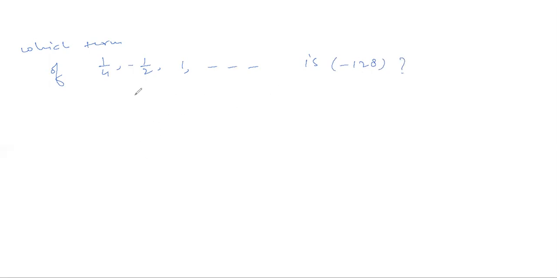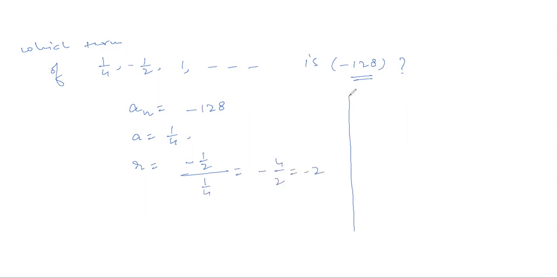So let's find out. These kinds of questions we should do in AP also, so in the same way we'll do here also. Whichever term we have to find, that will be taken as the nth term. That means the value of A n will be minus 1 upon 128. The value of A is known to us, it is 1 upon 4. And R is also known to us, it is minus 1 upon 2 divided by 1 upon 4. It will be minus 4 upon 2, and its value will be minus 2.